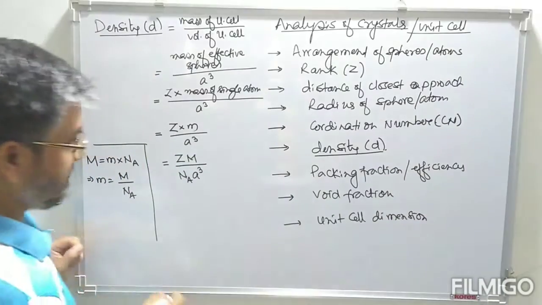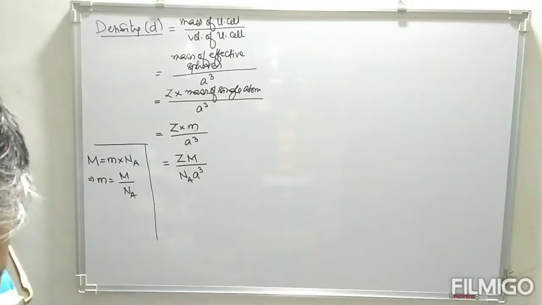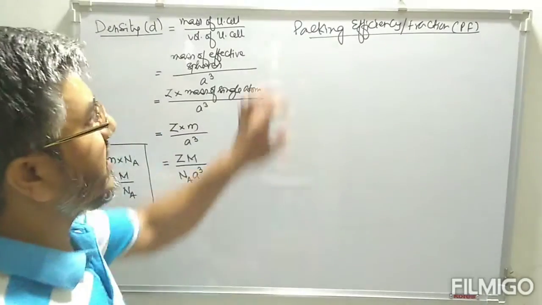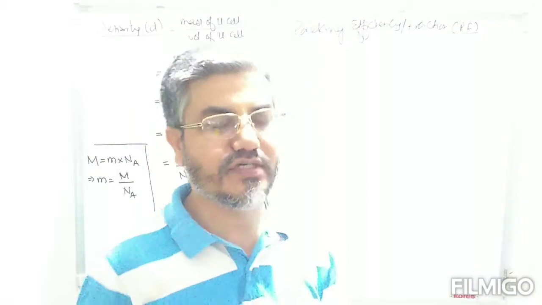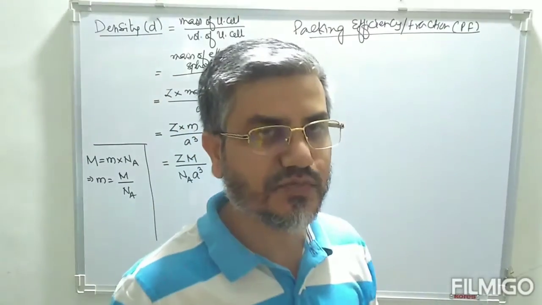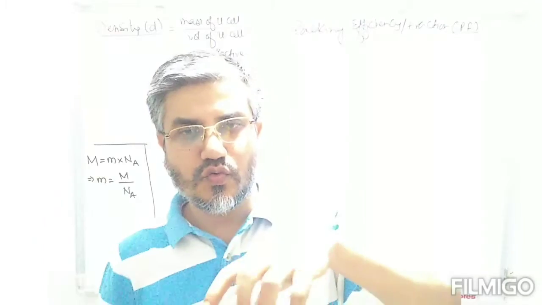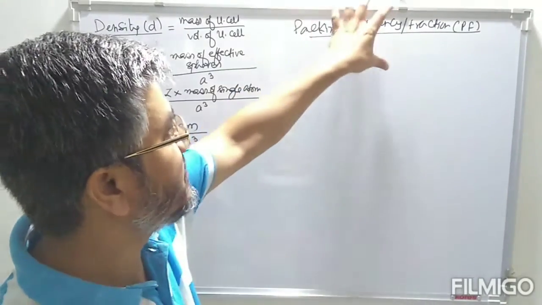Now coming to packing fraction. Let's see what is the meaning of packing fraction, or packing efficiency. This packing efficiency or fraction is the fraction of the total volume of the cube occupied by spheres or atoms. So we have a cube. In this cube we have lattice points being occupied by atoms or spheres. These atoms or spheres occupying lattice points will occupy a certain volume. So out of the total volume of the cube, how much of the volume is occupied by atoms or spheres, that is what we call packing efficiency.